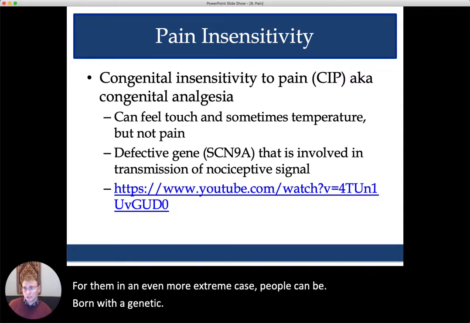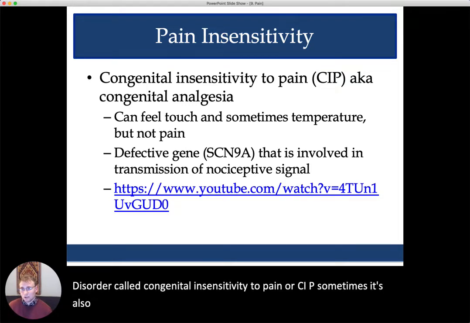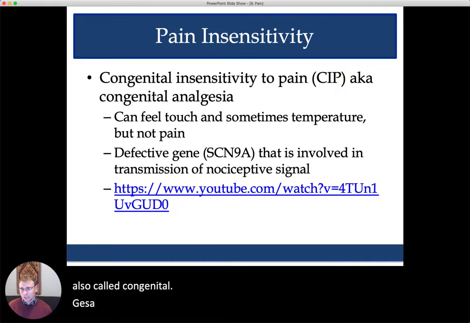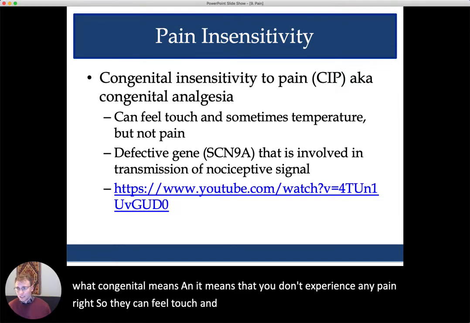In an even more extreme case, people can be born with a genetic disorder called congenital insensitivity to pain, or CIP. Sometimes it's also called congenital analgesia, and analgesia just means lack of pain, right? So they're born with it. That's what congenital means, and it means that you don't experience any pain, right? So they can feel touch and sometimes temperature, but they don't experience pain.